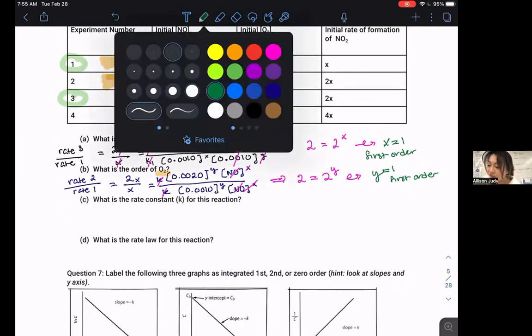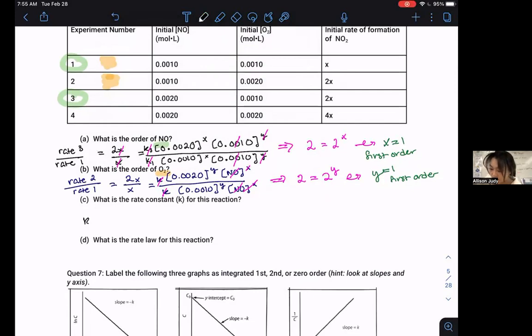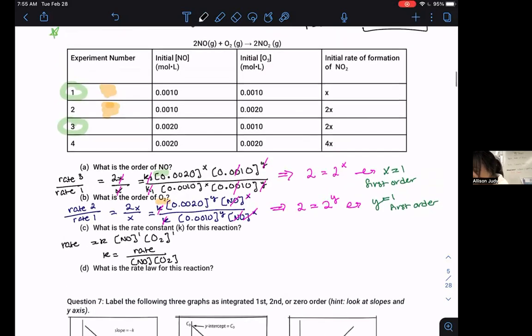So what we do is we now set up our final rate law now that we have our respective reactant orders, and we say that the rate of reaction is equal to K times the concentration of NO raised to the power of 1 times the concentration of O2 raised to the power of 1. And then we'd rearrange to solve for K. So K is equal to the rate all over concentration of NO times concentration of O2. And we would get this relationship for solving for K. And then we would simply plug in a given trial's data into this formula and solve.